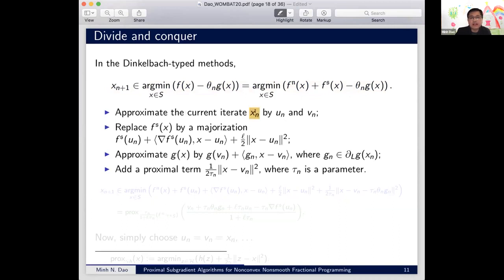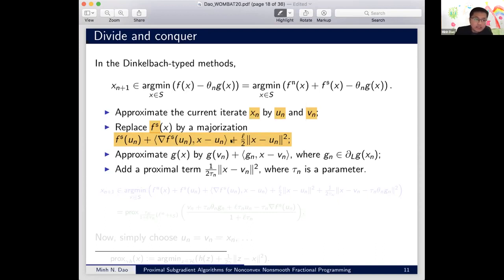now we will replace the x_n by some approximations u_n or v_n, which we will do later. Then we replace the smooth part of f, which is f_s, by a majorization. This term, by the descent lemma, we can prove that f_s(x) is always less than or equal to this term, and so we can replace f_s by this term.